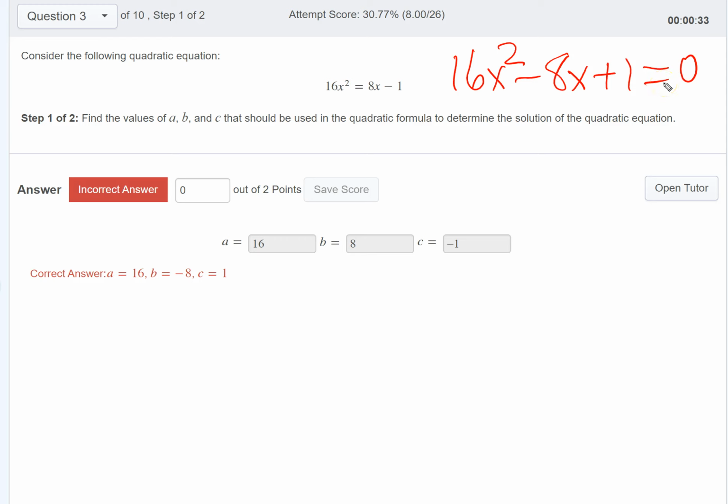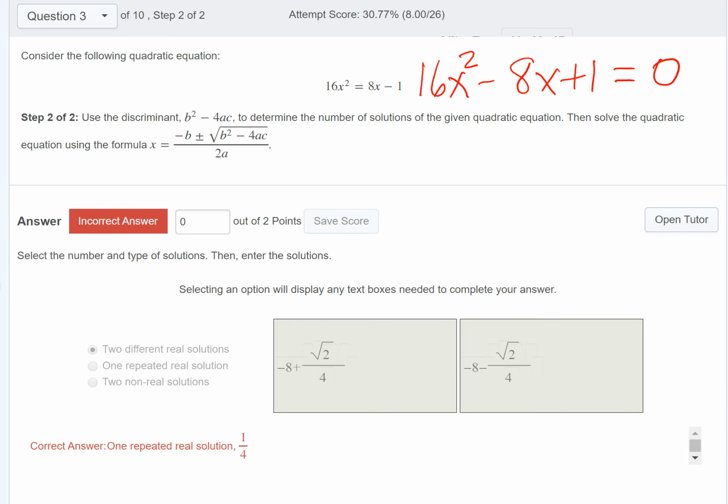So when we go to solve it, we need to define our a, our b, and our c, which is 16. This part is correct. This is a negative 8 here. That was the part that was incorrect. And this is a positive 1 once you transposed it. So that's what they have down here.